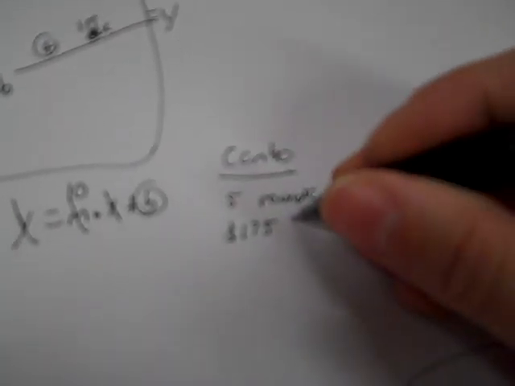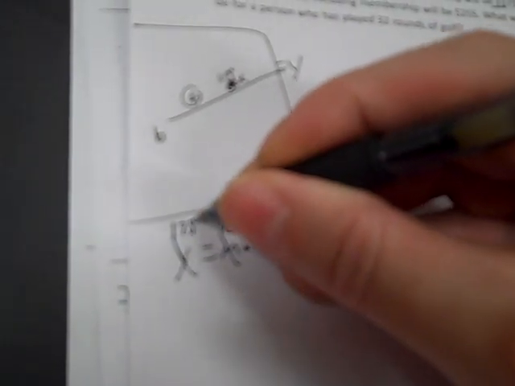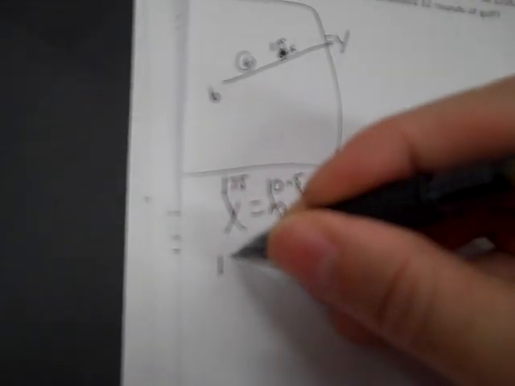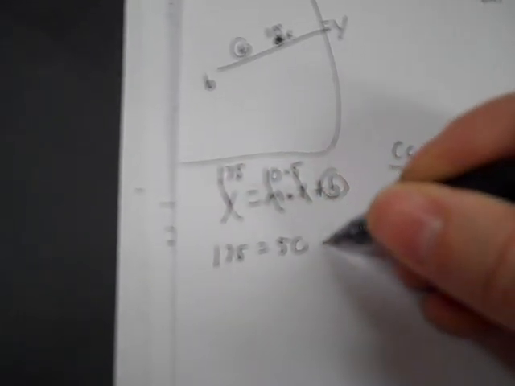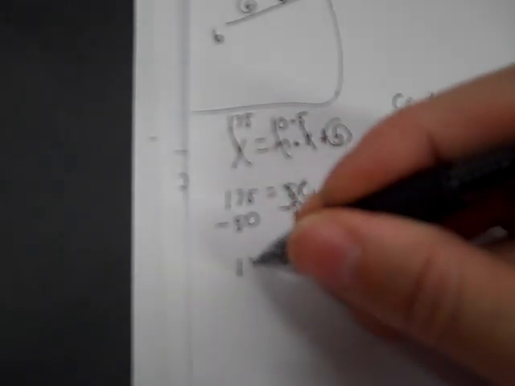Rounds is x, so that 5 replaces the x, and then 175 is going to replace our y. So the y is 175, and then take your 10 times 5, that's 50. So you have 175 equals 50 plus b. Now you have to get that 50 to 0. You don't divide. 50 divided by 50 is not 0. You would subtract 50 from 175. So that's 125 equals b. So my b value is 125.